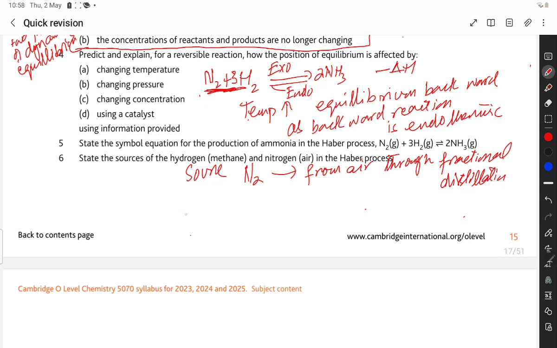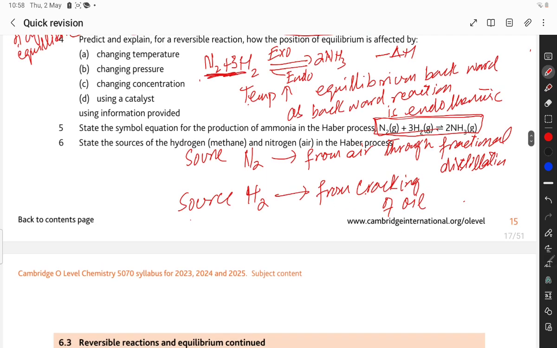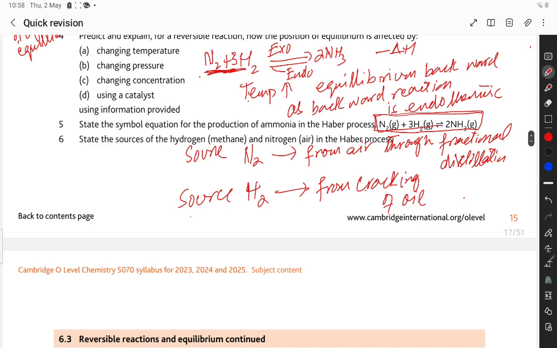And the source of hydrogen is from cracking of oil. You can write down cracking of hydrocarbon, and this reaction is very important to learn by heart. Cracking of oil. So, state the source of hydrogen and nitrogen in the Haber process.